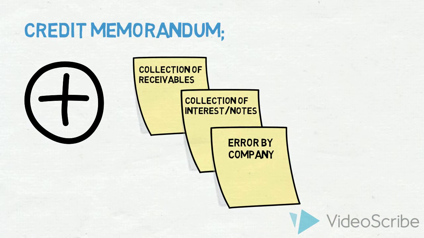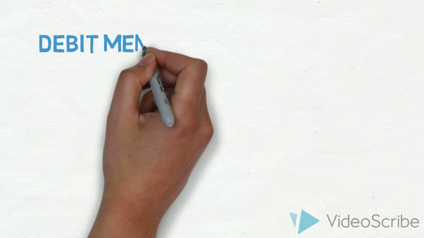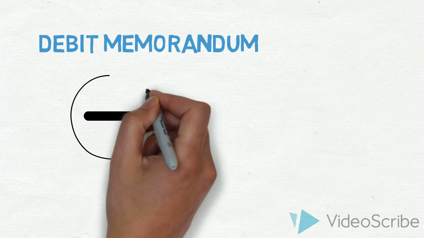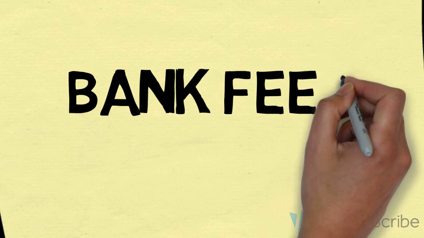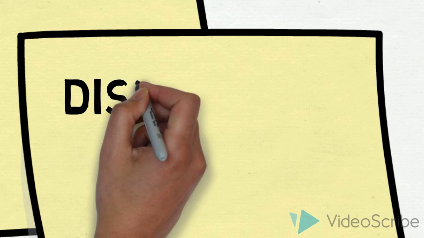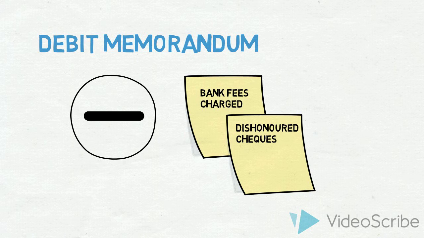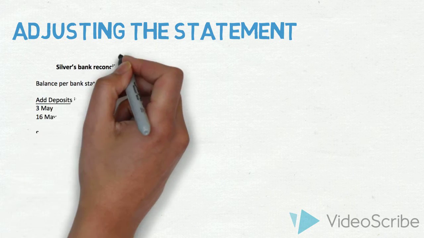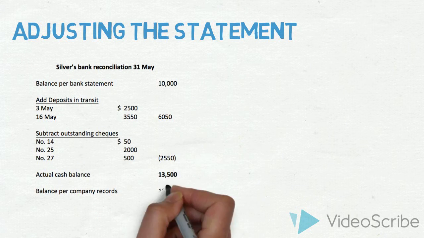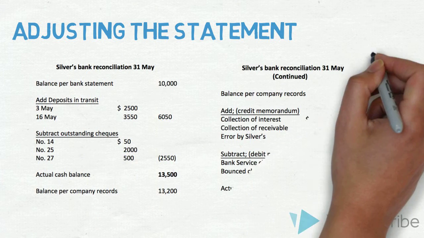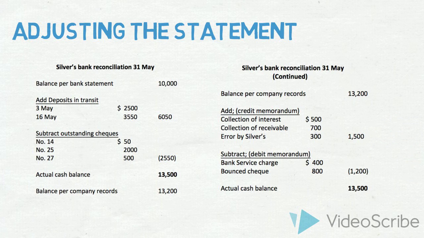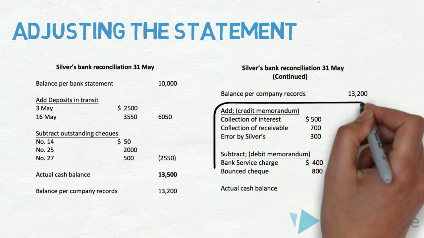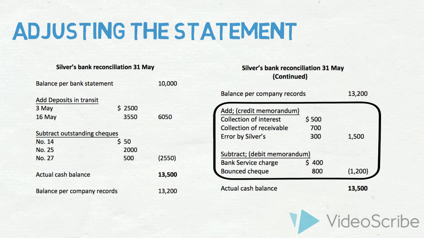The second is a debit memorandum, which is a notification of a subtraction from a cash balance on the bank statement. For example, fees charged for banking services or dishonored checks. So, how do we adjust the statement? For example, the credit memorandum has been added and the debit memorandum has been subtracted from the balance per company's records to achieve the actual cash balance.